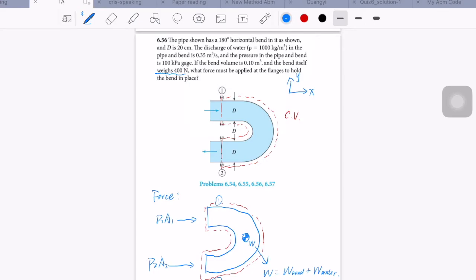And then we assume that there are required forces in the x, y, and z directions. So this is Fx, and this is Fy, and Fz. The direction of Fz is out of the page.